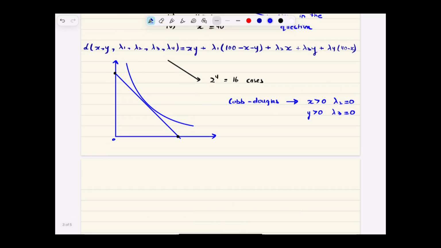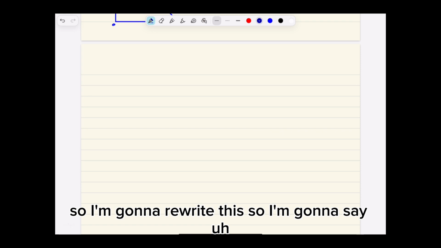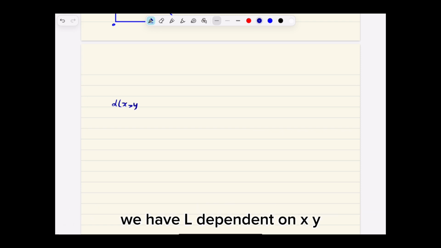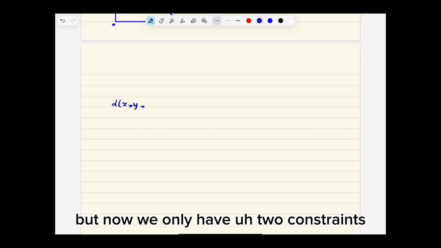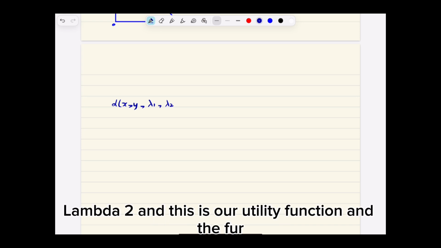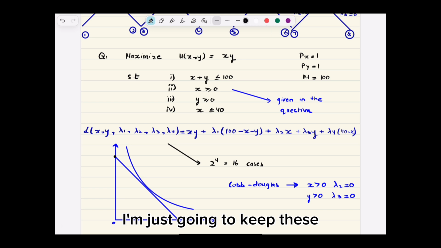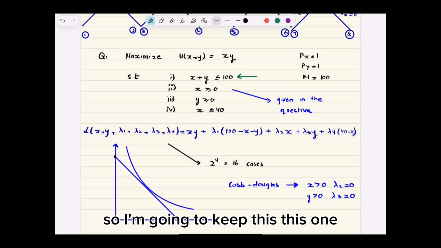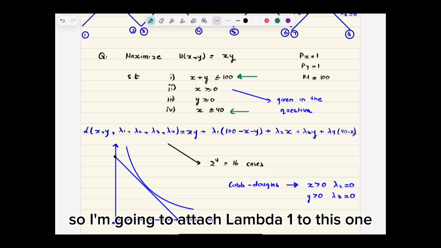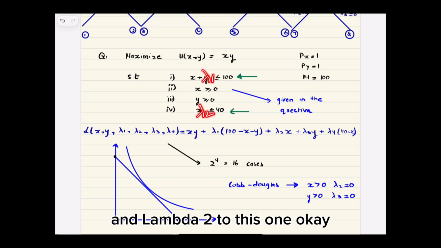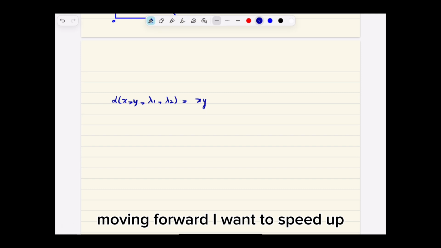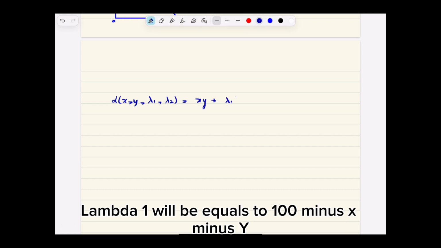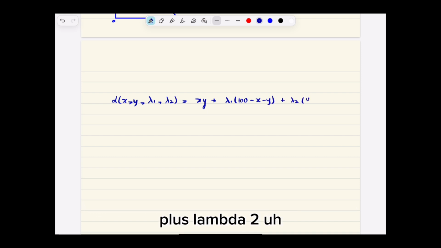Okay. So I'm going to rewrite this. I'm going to say we have L dependent on x, y, but now we only have two constraints. I can say lambda 1, lambda 2, and this is our utility function, and I'm just going to keep these. So I'm going to keep this one, and I'm going to keep this one. So I'm going to attach lambda 1 to this one and lambda 2 to this one. Okay, moving forward, I want to speed up. L will be equal to x y plus lambda 1 (100 minus x minus y) plus lambda 2 (40 minus x).